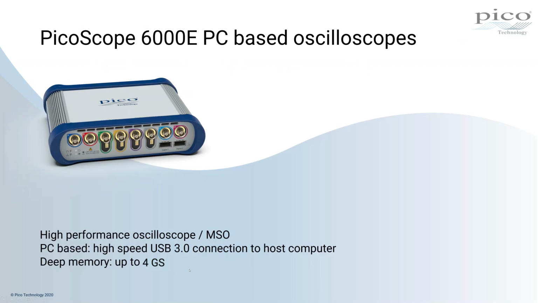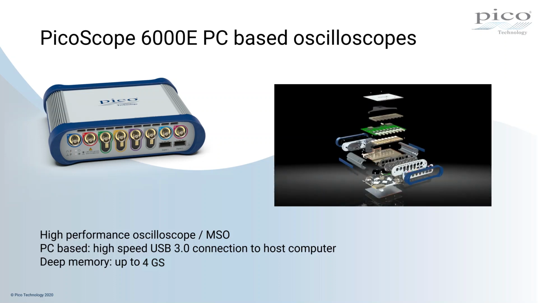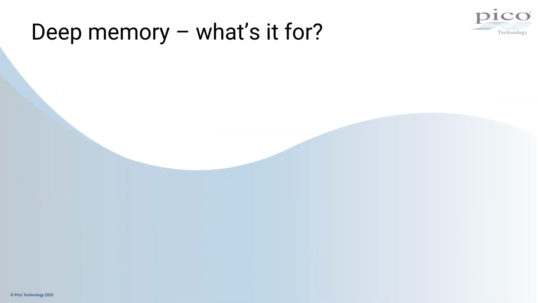And what we'll be talking about in this video is the PicoScope 6000E series PC-based oscilloscopes. These are high-performance models, 4 and 8 channels, with mixed signal options of either 8 or 16 digital channels. They have a high-speed USB 3 connection to the host computer. And an important feature that we'll be focused on here is the deep memory, so up to 4 gigasamples of capture memory. So deep memory, what's it for and why do we want it?